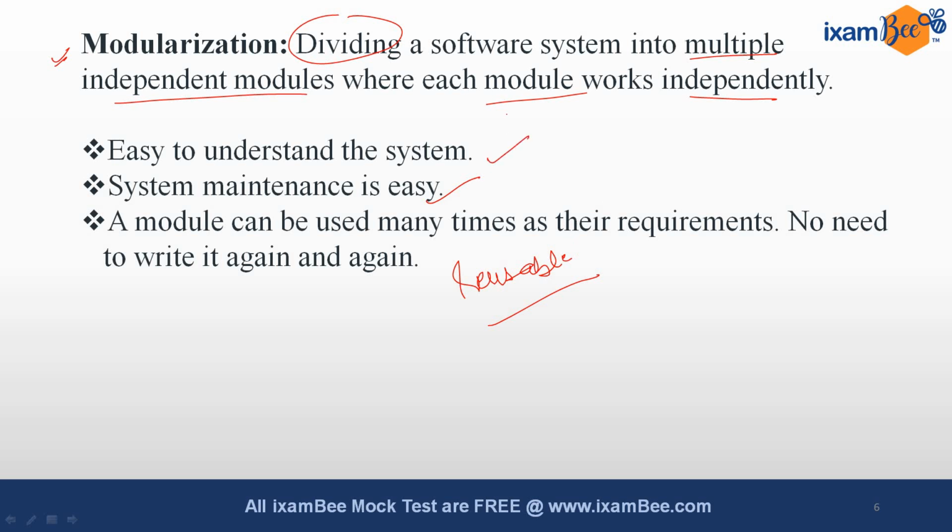Then it is very easy to understand the system. When there is a modular system, if I give you 1 lakh lines of code, that will be very difficult for you to understand. But if I break that code into say 1000 modules of 100 lines each, that will be very easy for you to understand. You can finish it off module by module and you will understand the whole system. So understanding of the system is increased, reusability is increased, and maintenance automatically gets easier.